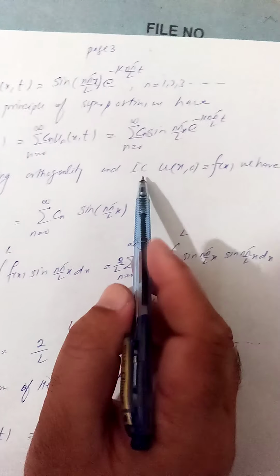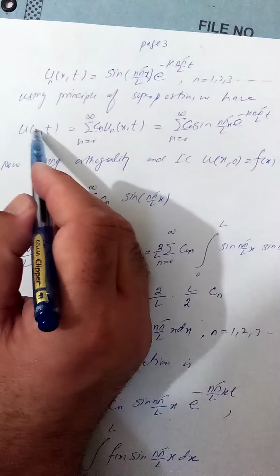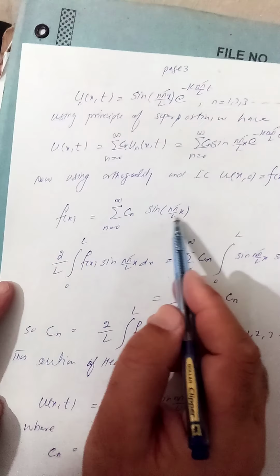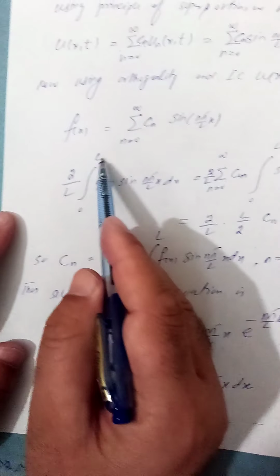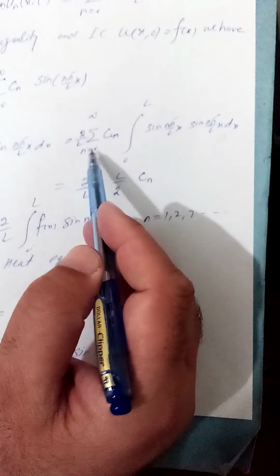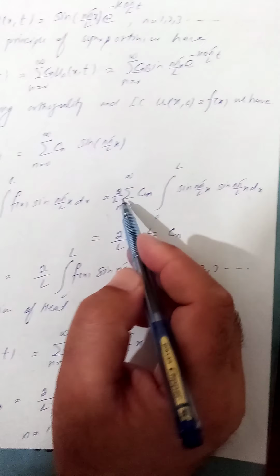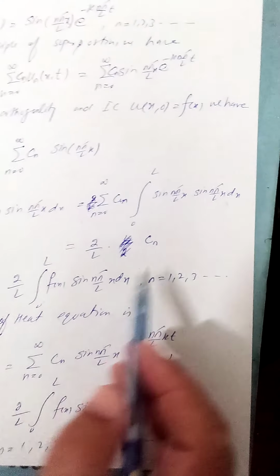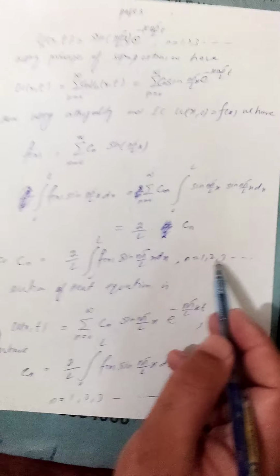Now using orthogonality and the initial condition, let the initial condition u(x,0) be equal to f(x). So f(x) is equal to the sum of c_n sin(n pi x over L), since e to the power 0 is equal to 1. Using Fourier series, taking integrations, we get c_n is equal to 2 over L times the integral from 0 to L of f(x) sin(n pi x over L) dx, n is equal to 1, 2, 3, and so on.